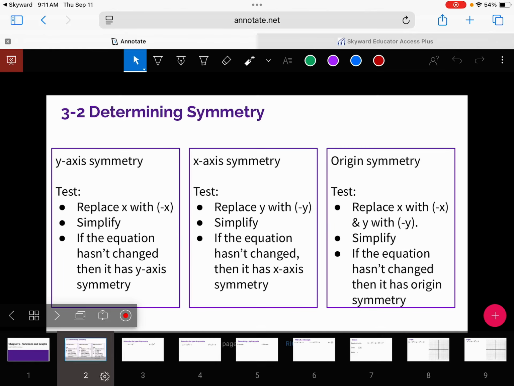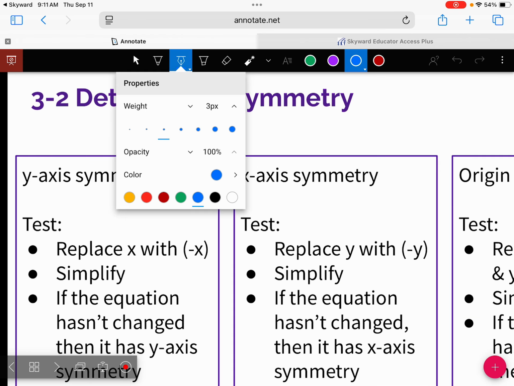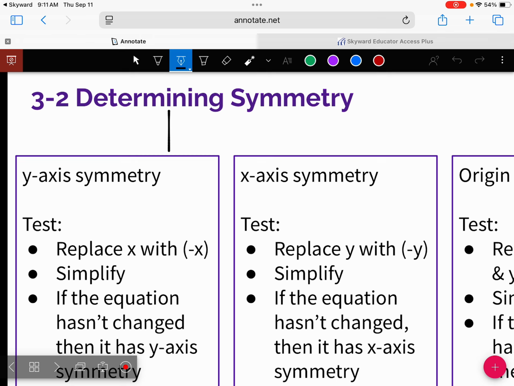So I'm going to start talking through. We've worked with some of these kinds of symmetry before. We've worked with y-axis symmetry. That would be when we had our line symmetry, and it could reflect across that y-axis. Things that we have seen that have y symmetry would be stuff like a parabola.